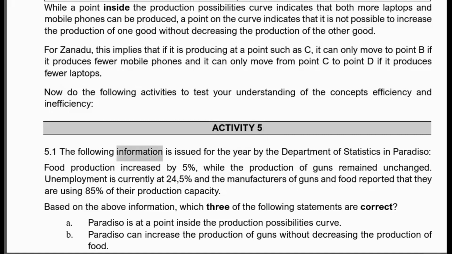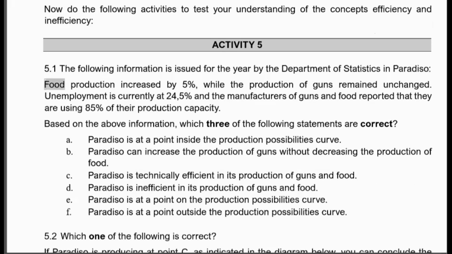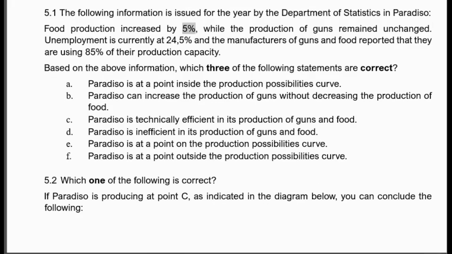5.1 The following information is issued for the year by the Department of Statistics in Paradiso. Food production increased by 5%, while the production of guns remained unchanged. Unemployment is currently at 24.5%, and the manufacturers of guns and food reported that they are using 85% of their production capacity. Based on the above information, which three of the following statements are correct?